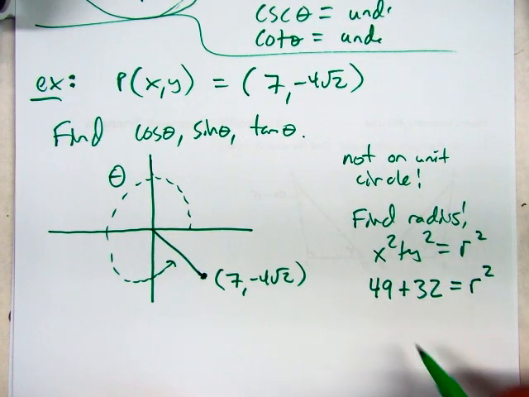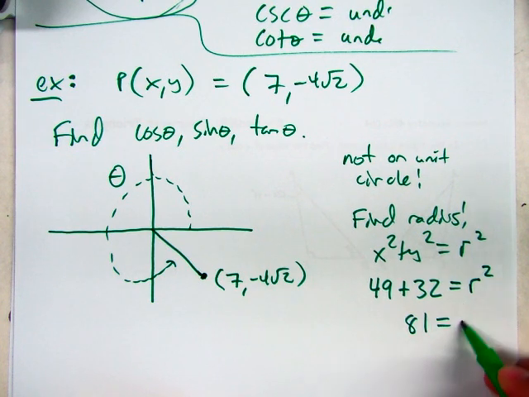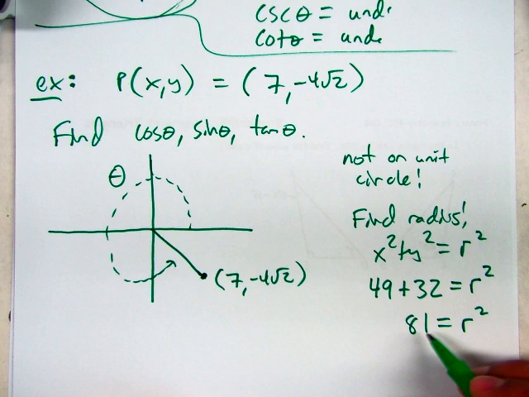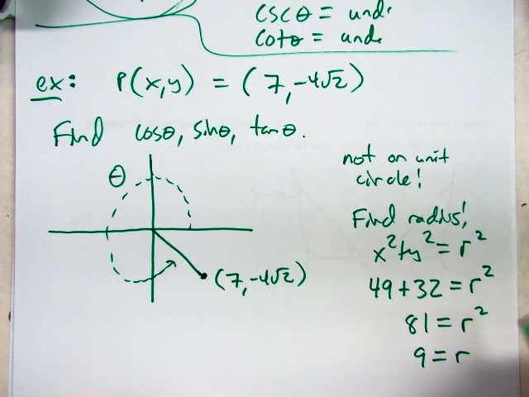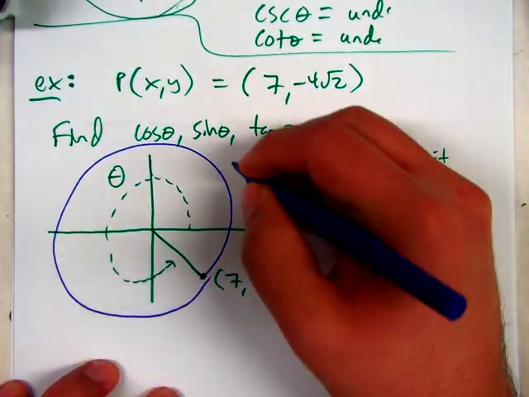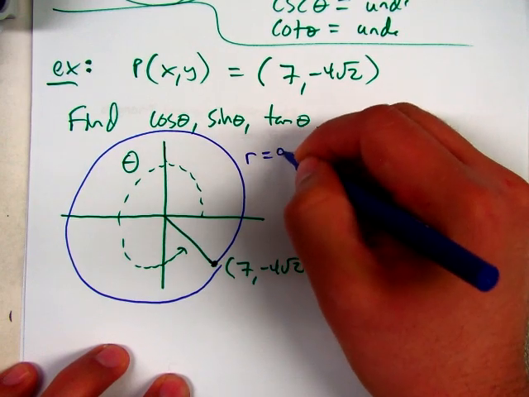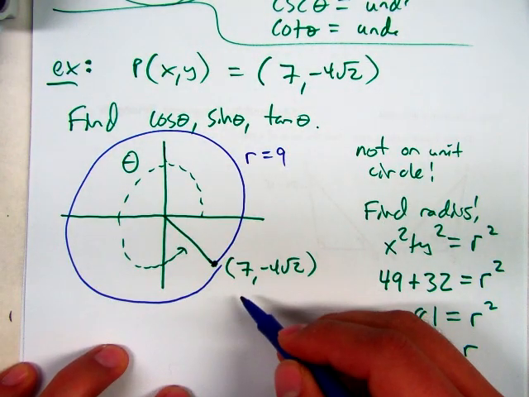49 plus 32 is 81. So take the square root. So radius is 9. So what we have, you guys, is a circle. That's not a good circle, but that's okay. We know what you mean. We have a circle that has a radius of 9, right?